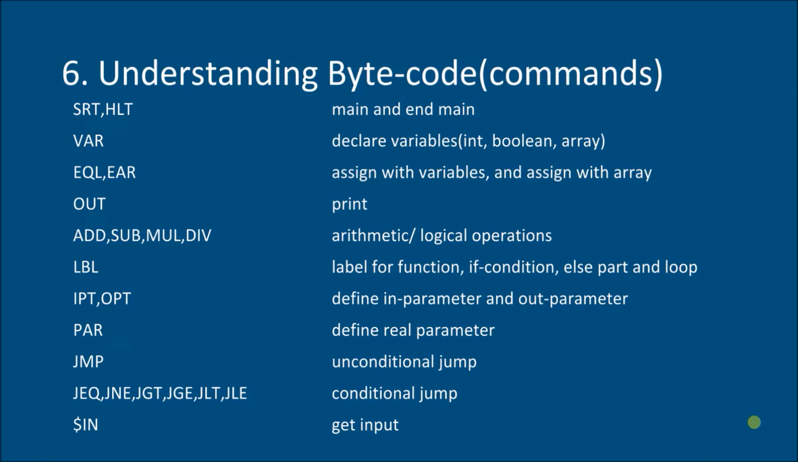We have LBL for any of our jump statements which we encounter in functions, loops or if else constructs. Then we have IPT and OPT which define in parameter and out parameter for a function. Moving ahead, we have par, which is used as a parameter when we call a function and pass an argument. We have jump for the jump. We have JEQ, JNE, JGT, and all others, which mean jump equal to, jump not equal to, jump greater than equal to, and so on. We have $in, which represents that there is an input for this.